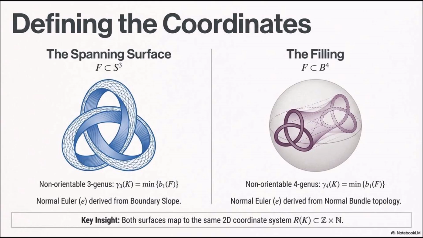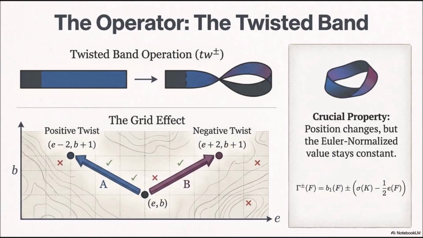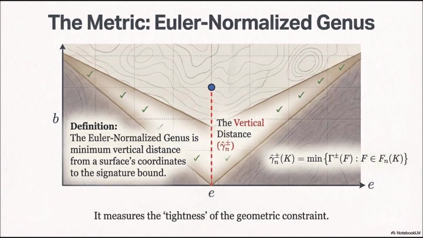So why combine them in this very specific way? Yeah, with the plus-minus and the 1/2? The authors explain it perfectly with this idea of adding twisted bands, which is shown in Figure 1. Right. They say if you take a surface and you add a twisted band to it, the Betti number, b1, goes up by 1. But the Euler number, e of F, changes by exactly plus or minus 2. Exactly.